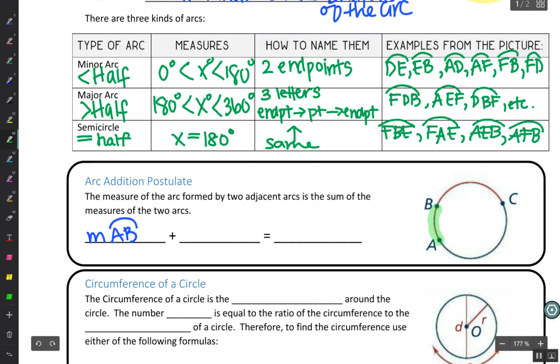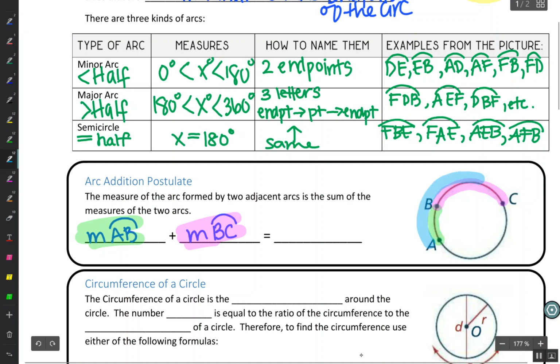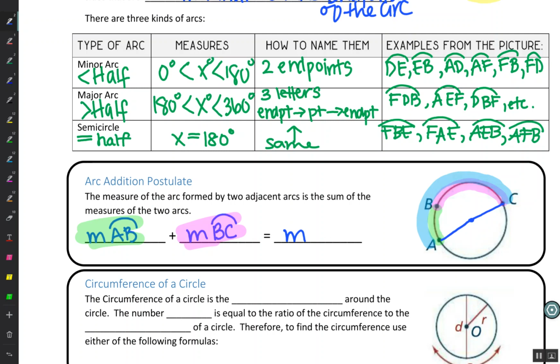If I take that arc and I add it to the one right next to it, BC, so the measure of BC, that would equal the measure of the overall arc from A to C. There's no diameters here, but if this is the center, this is a little over 180 degrees, so I'm going to call that a major arc. So I'm going to use three letters, so ABC.